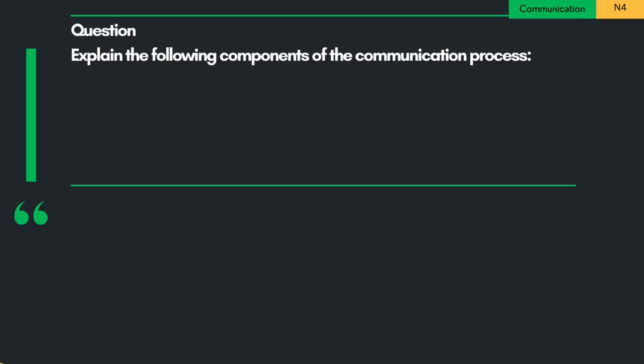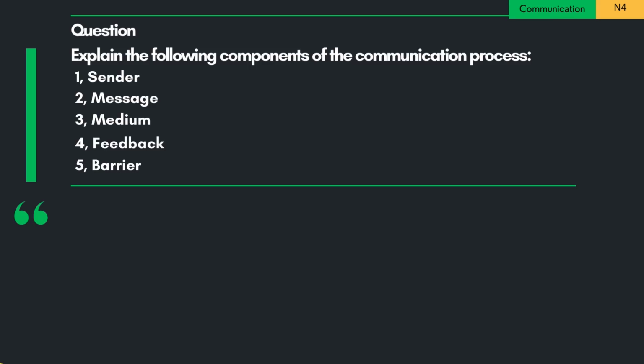Question. Explain the following components of the communication process. 1. Sender. 2. Message. 3. Medium. 4. Feedback. 5. Barrier. The above components can be explained as follows.